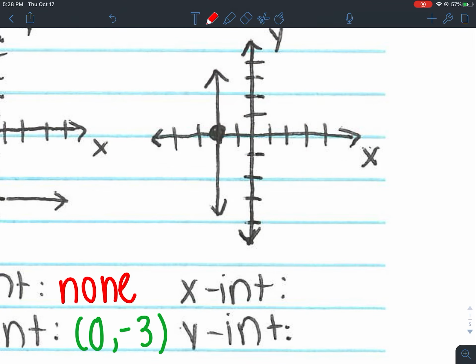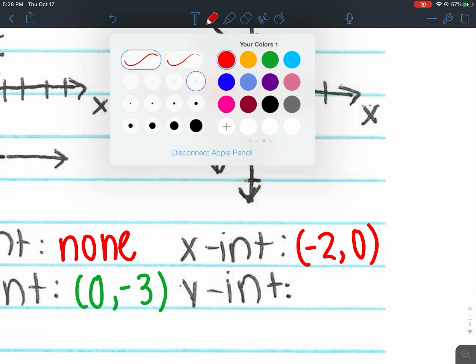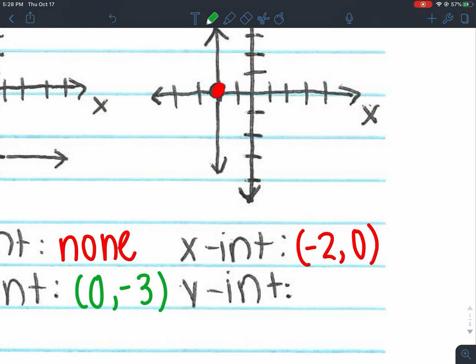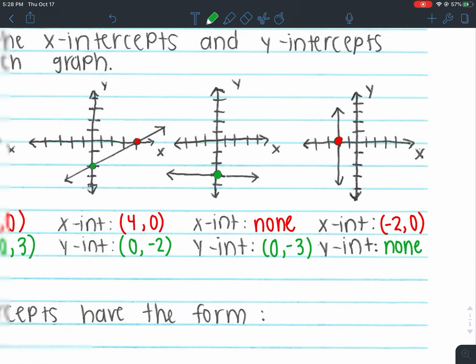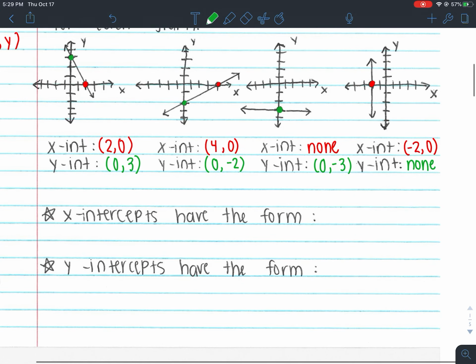Okay? And in the last graph, do we have any x-intercepts? Yes, it does cross the x-axis at one point, at the point negative 2, 0. So you want to move to the left negative 2, and then you don't move any up or down, so you have 0. And then it never crosses your y-axis, so you have no y-intercepts, so none. Okay? You don't want to leave it blank, and you don't want to say 0, 0, because 0, 0 is saying that it does cross, because it crosses at the point 0, 0. So it doesn't actually cross there, so you don't want to put 0, 0 if it's none. You want to just say none.